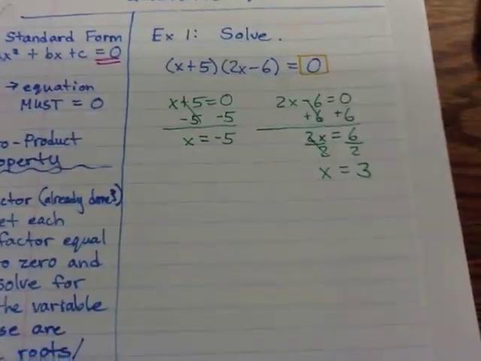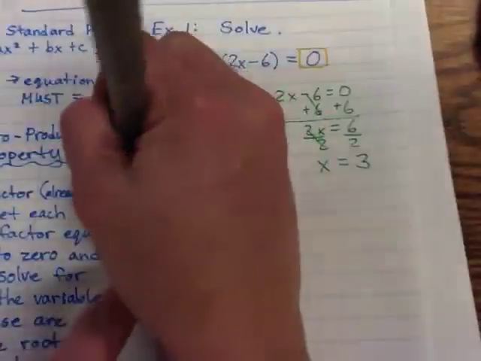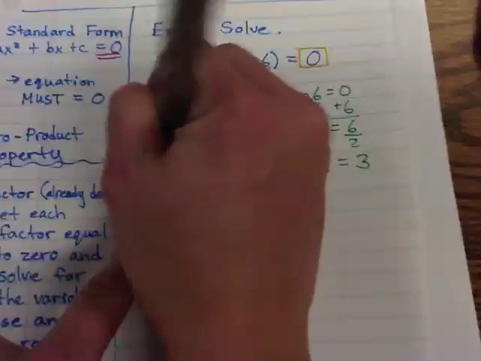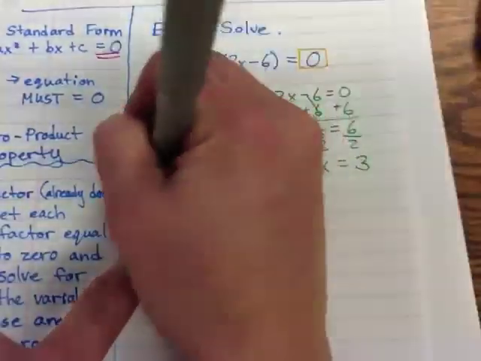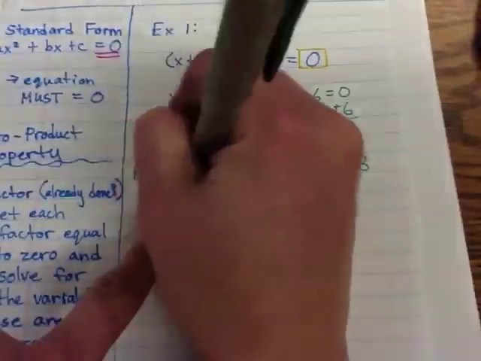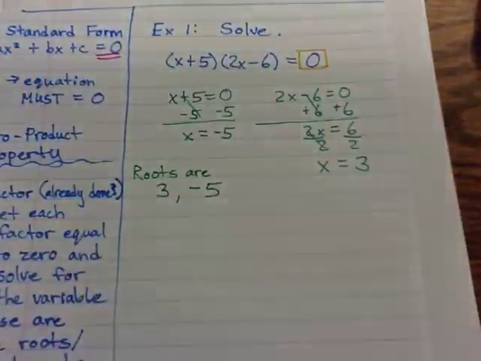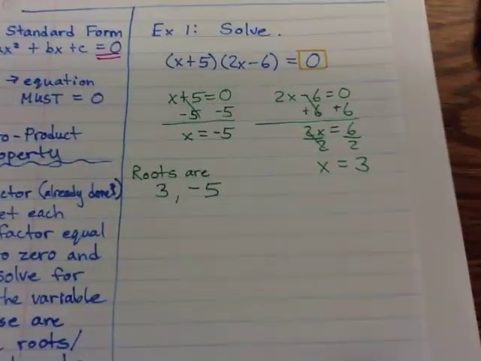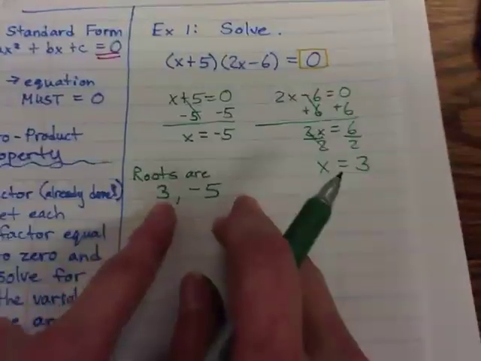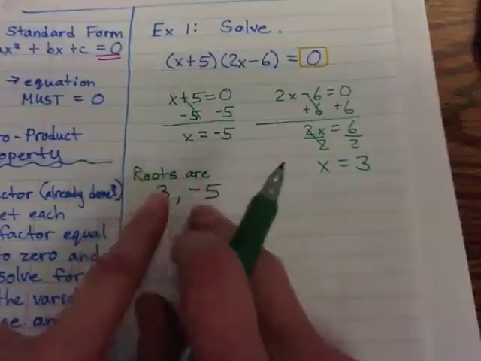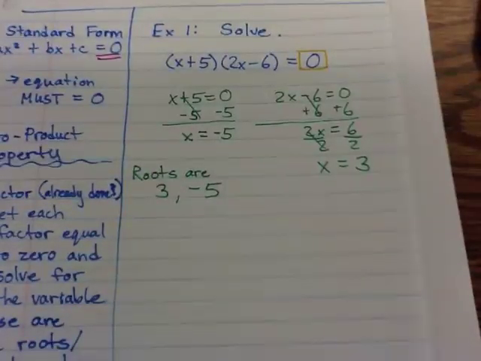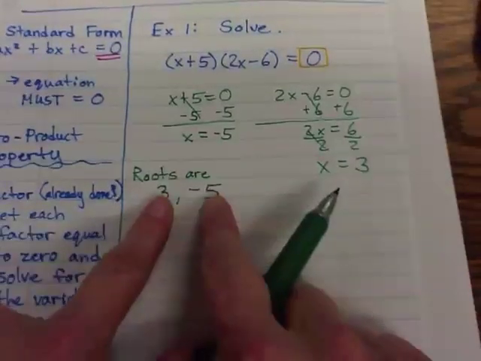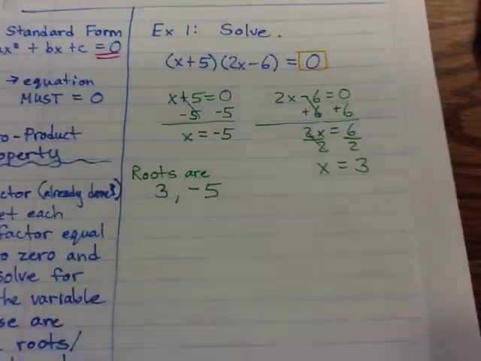So what are your roots? x equals 3 and negative 5. Why am I not putting parentheses around that? Because it's not a point. If you were to put parentheses around that, now you're trying to do x, y. It's not. They're both x's. They're the two x-intercepts. If you were going to write those as points, who knows what you would do?